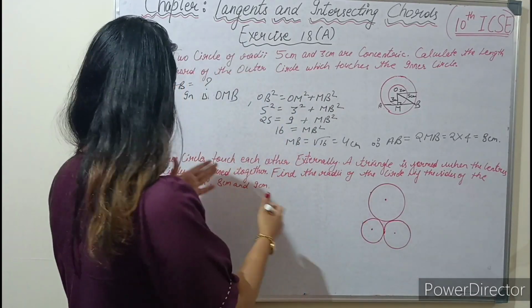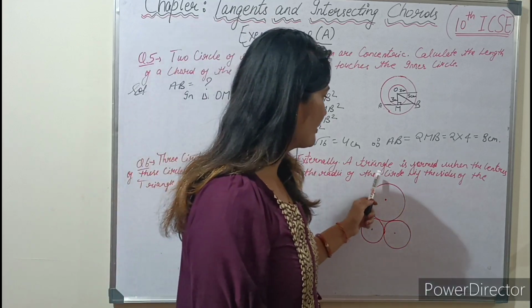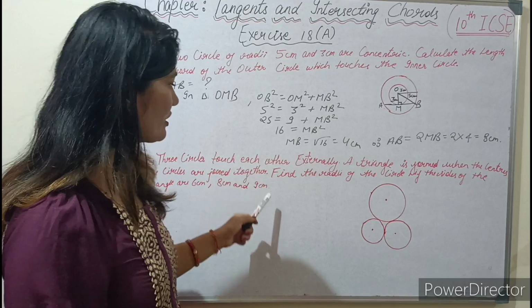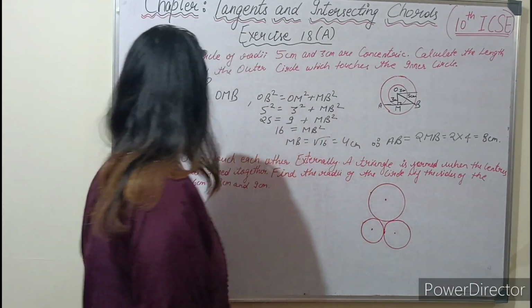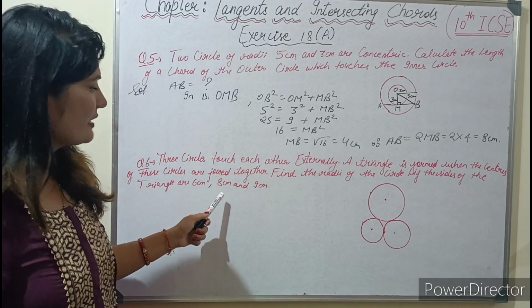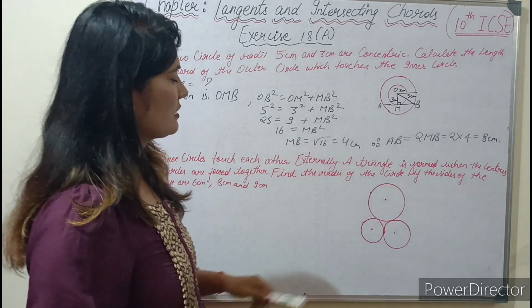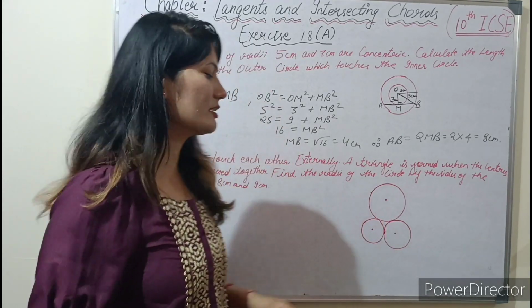Now moving to question number 6. Three circles touch each other externally. A triangle is formed when the center of these circles are joined together. Find the radii of the circles if the sides of the triangle are 6 cm, 8 cm and 9 cm. So here you can see 3 circles are given to us and these 3 circles touch each other externally.